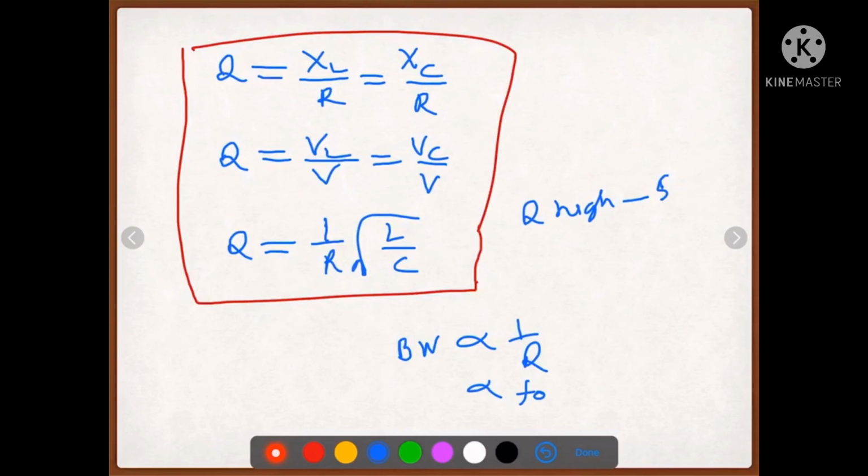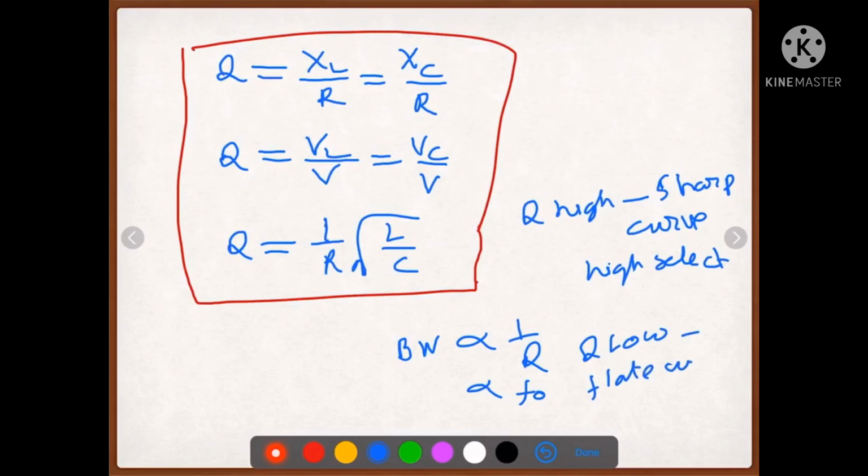And if Q is high, we'll have a sharp curve and high selectivity. Similarly, if Q is low, then we'll have a flat curve and low selectivity. Okay, so that's all. I guess it will definitely help you out.